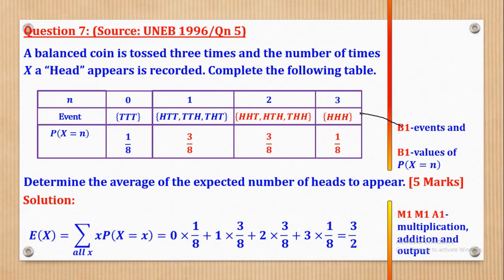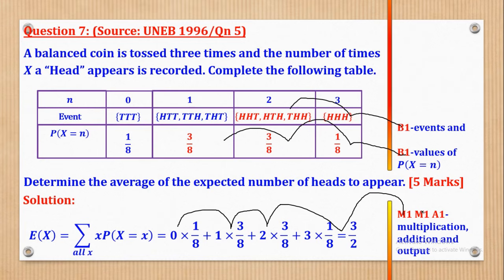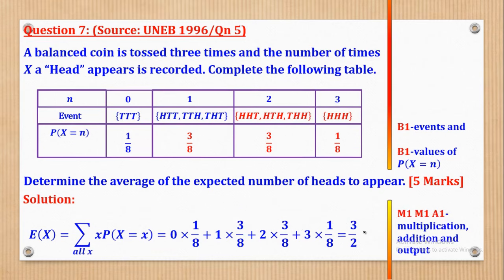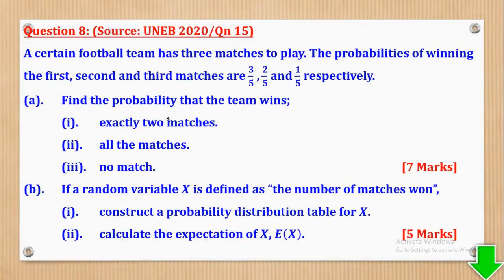So B1 for filling in these events and another B1 for filling in these probabilities. Then M1 for these multiplications for each value of x, and another M1 for adding up all those outcomes, and A1 for the output. So that was question 7.